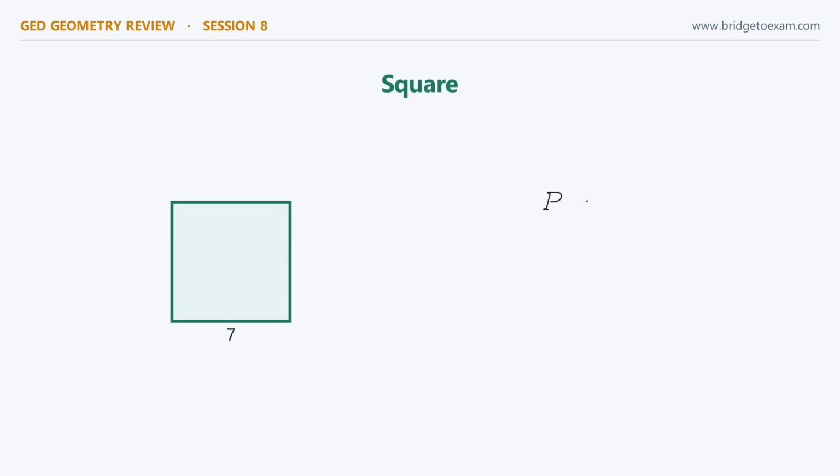Now a square with side 7. All 4 sides are equal, so perimeter is 4 times 7, which is 28. Same answer as the rectangle, but for a different reason.